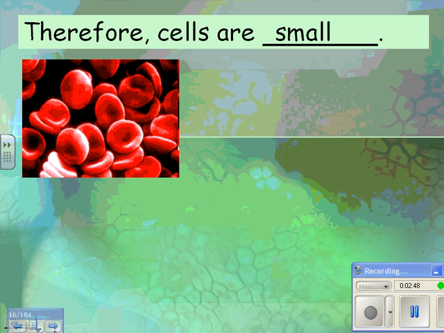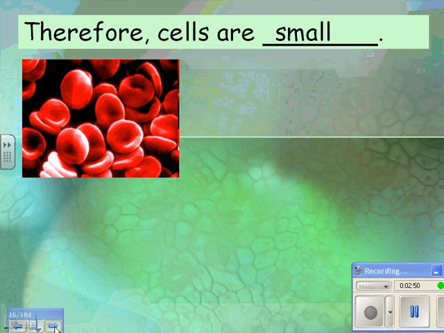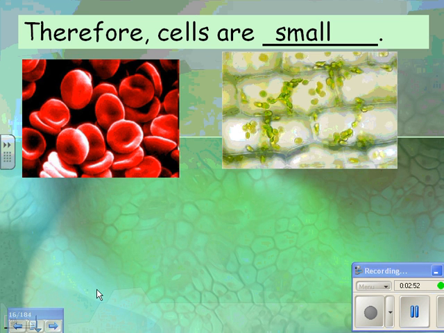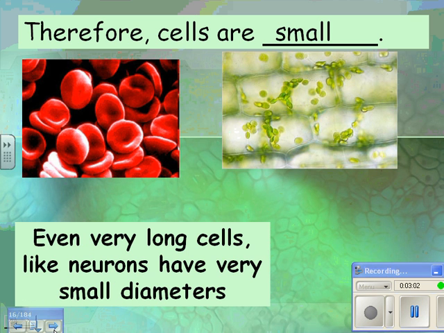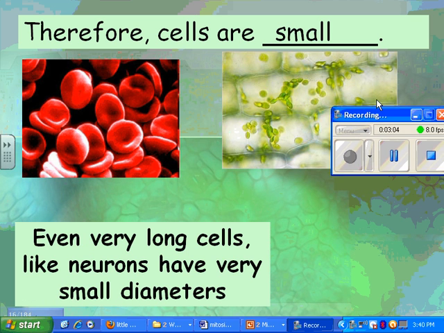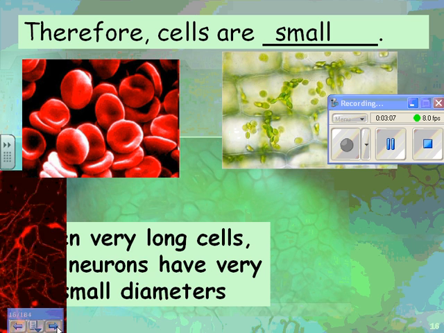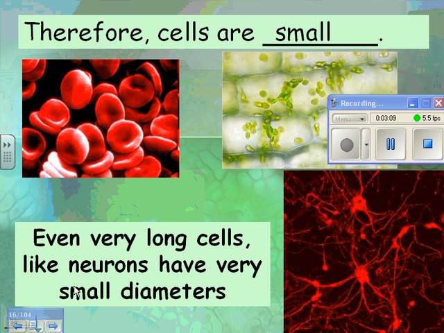So here are some examples of small cells. These are your red blood cells. You can't see them without a microscope. Here are plant cells. They need to be small too. You can tell they're plant cells, remember, because of the cell wall, and they also have chloroplasts in them. And even very long cells like neurons have very small diameters.